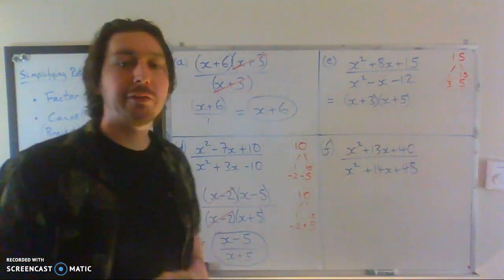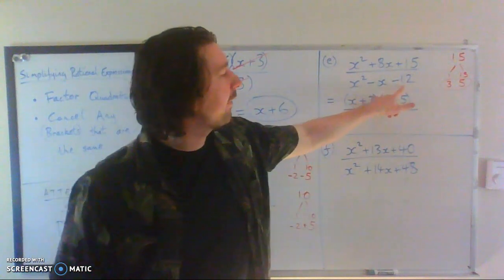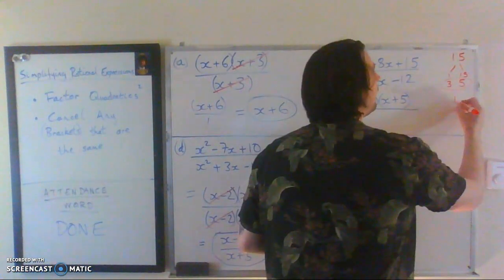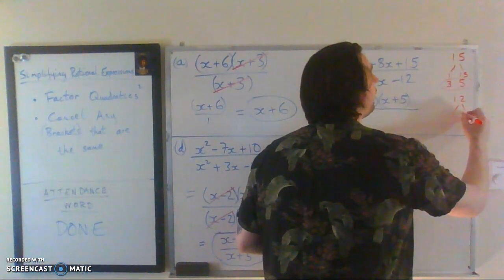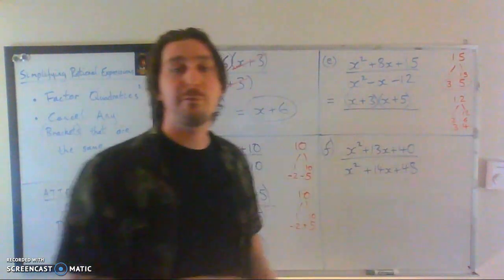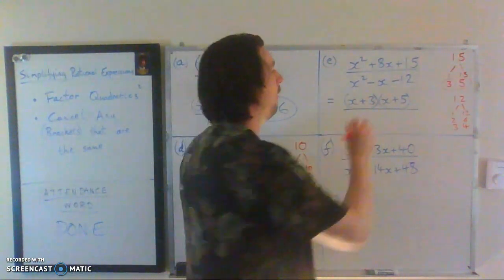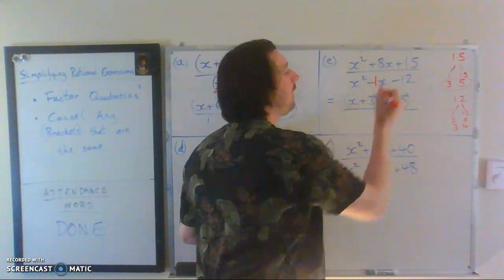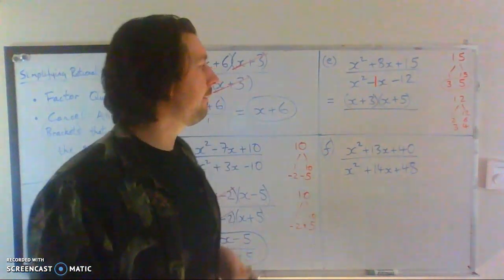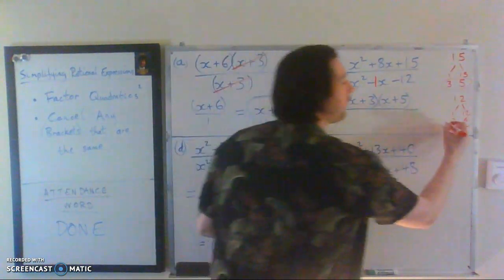Now let's do the slightly harder one. On the bottom, my last number is 12. 1 and 12, 2 and 6, 3 and 4 are the factors of 12. Now this is like negative 1x, isn't it? How do I get negative 1? 1 and 12, 2 and 6, 3 and 4. I'm going to have to use 3 and 4.